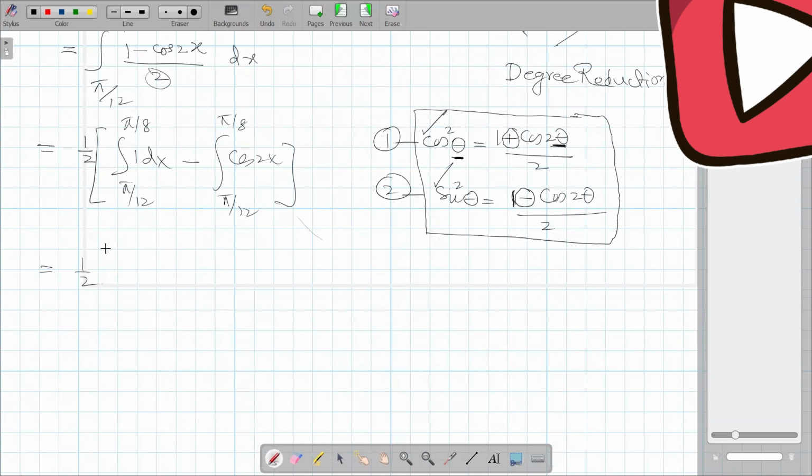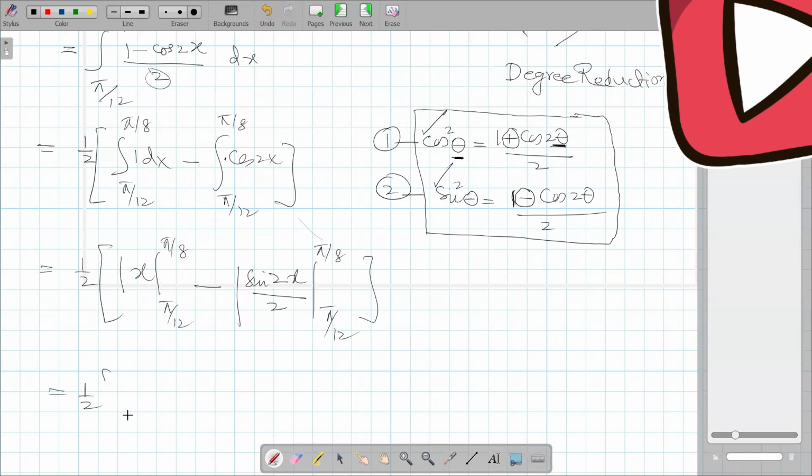Equals to 1 over 2. Integration of 1 is x, and you put the limits pi by 12 to pi by 8. And integration of cos 2x is sine 2x divided by 2, because 2 needs to be here, but it is not here, so you will divide by that 2. This is by reverse chain rule. Okay, that's it.